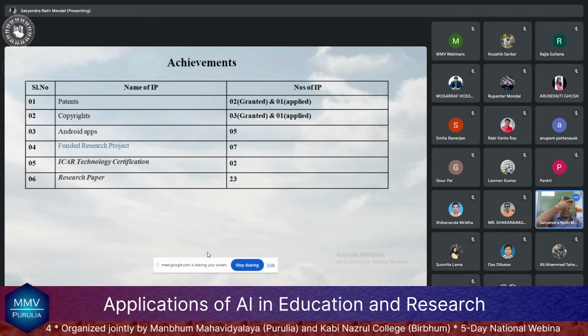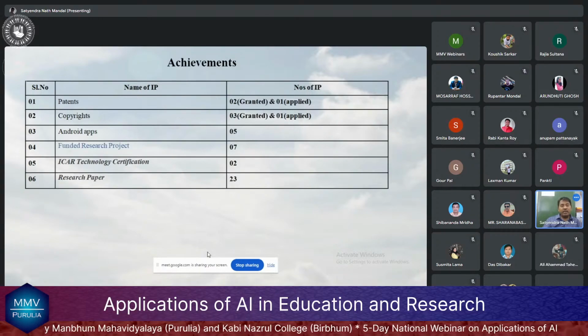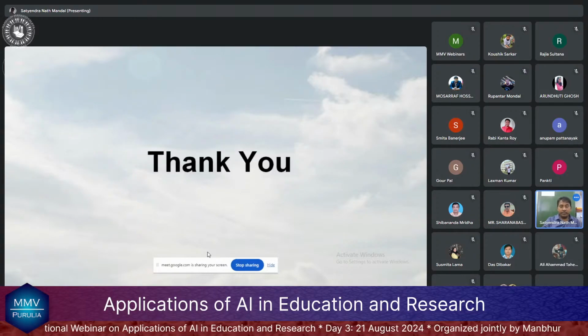And this is my output. I have 2 patents, 3 copyrights. We have developed Android apps. We have just completed 7 funded projects. I have worked with DBT, DST, ICAR, AICTE, and that's all. Thank you.